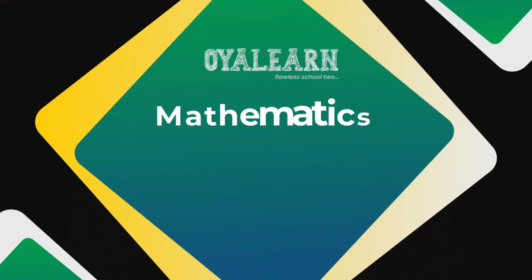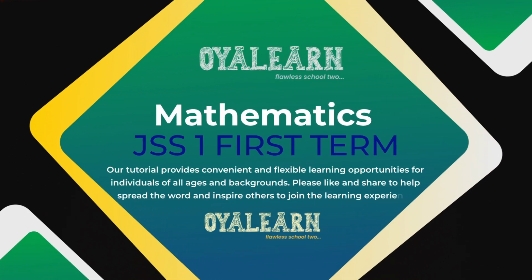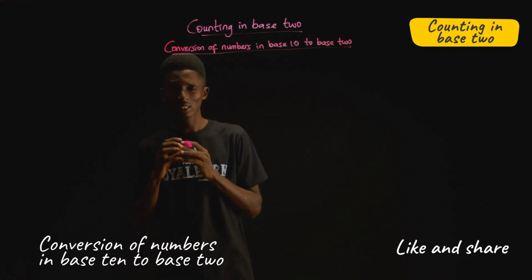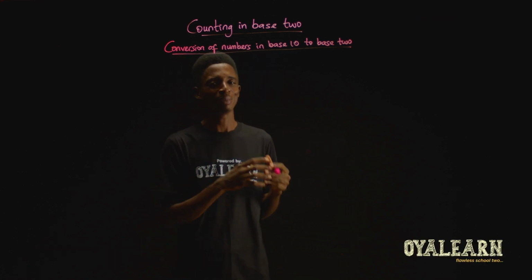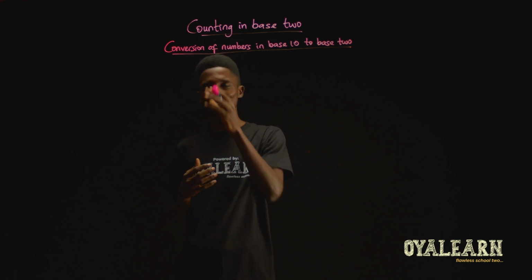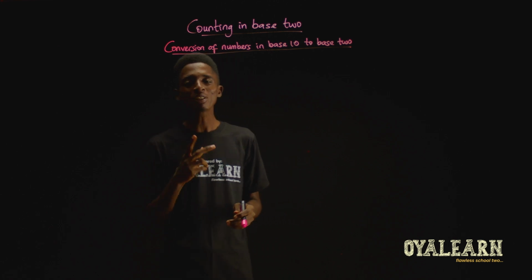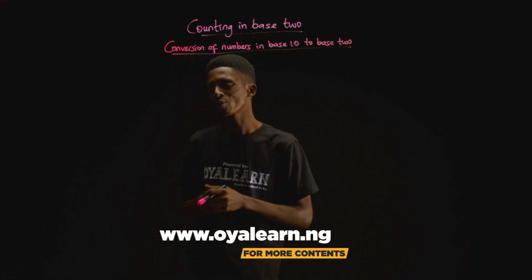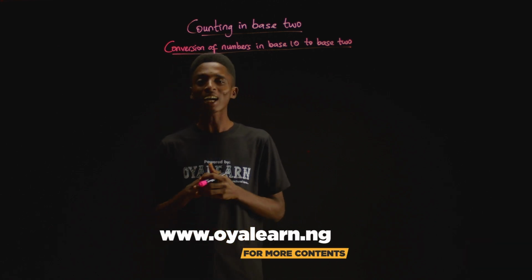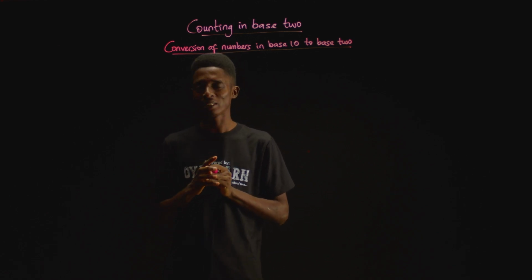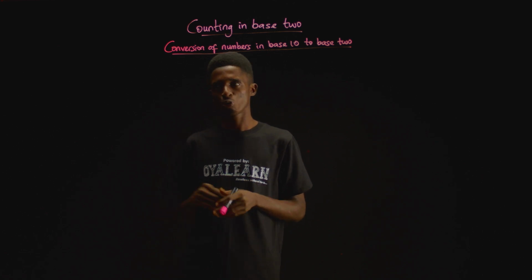Inasmuch as base 10 is a different counting system from base 2, we can find the equivalent of a certain number in base 10 in base 2. This is known as the conversion of numbers in base 10 to base 2. Now, to do this, I will teach you 3 simple steps that when followed accurately, you will get the direct equivalent of a number in base 10 written in base 2.